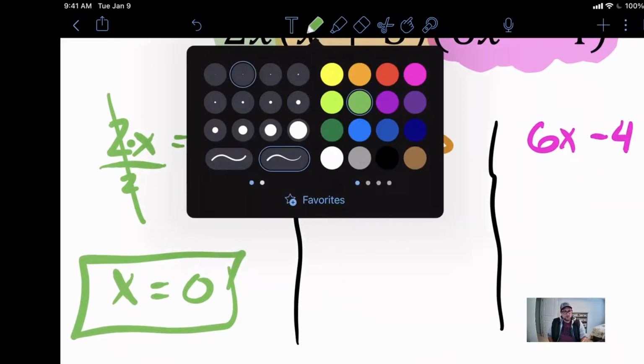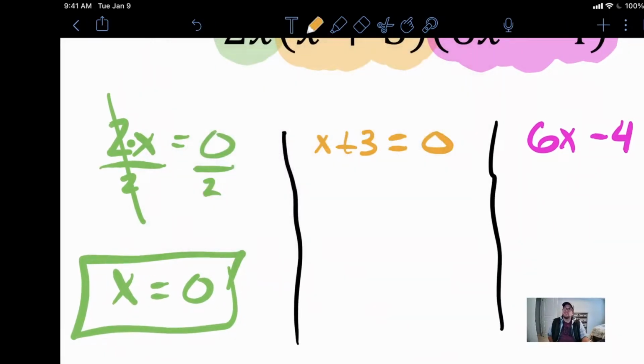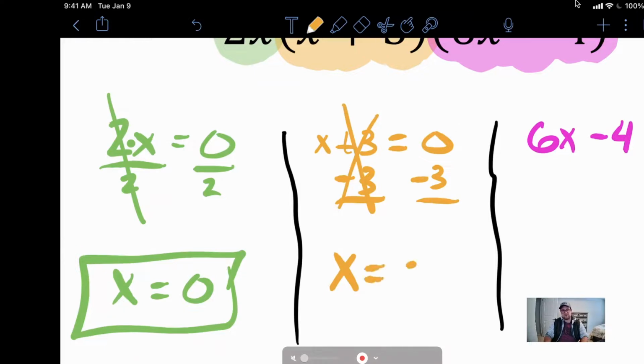In this one, we have x plus 3. Since we added 3, we want to unhook it by minusing 3. So we're going to subtract 3 from both sides. These two cancel off, and I'm going to be left with x equals negative 3.